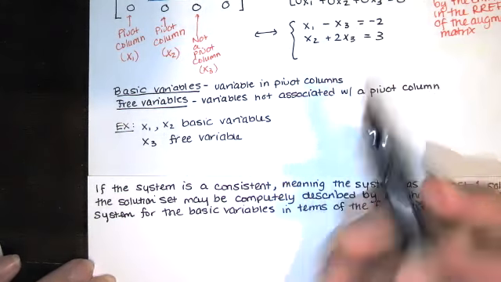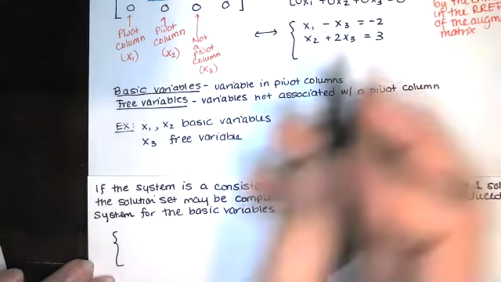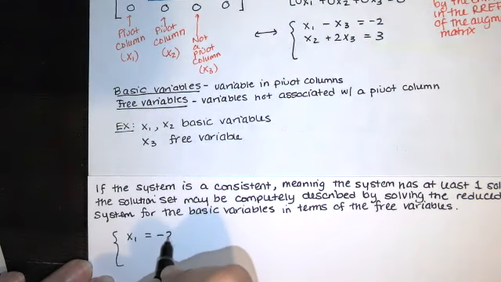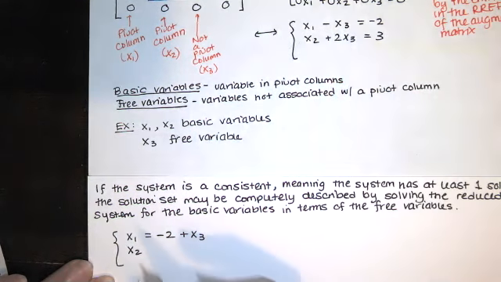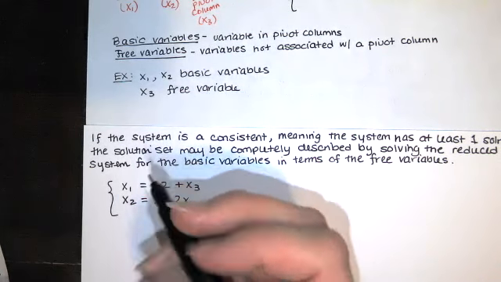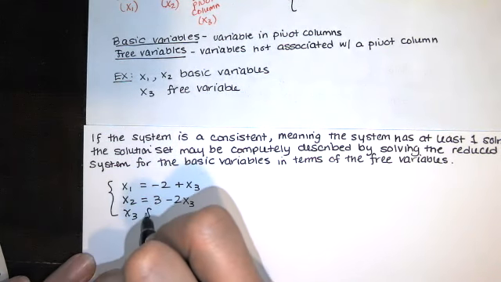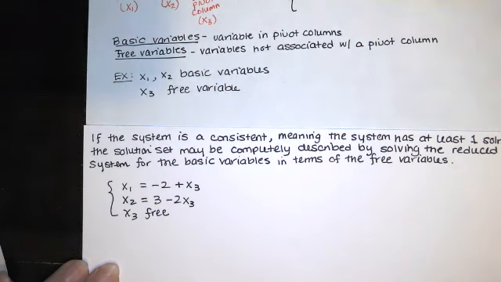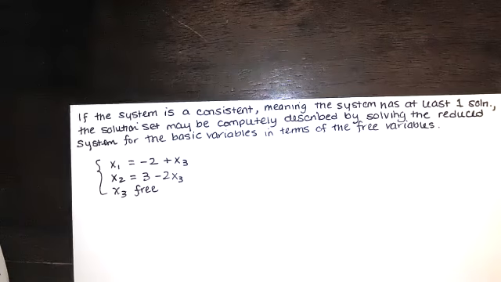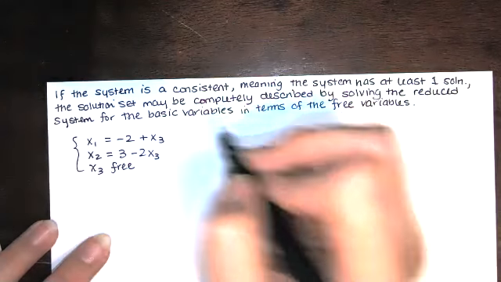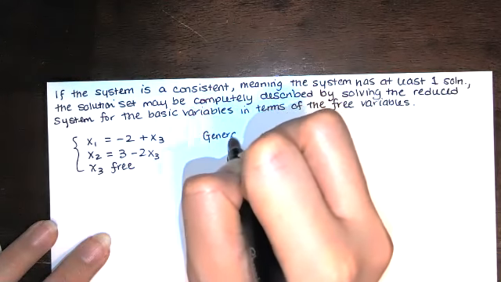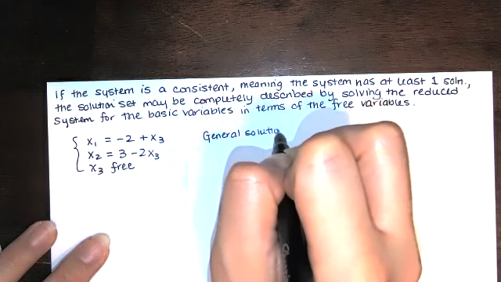So if I add x sub 3 to both sides, in this equation I have x sub 1 is equal to negative 2 plus x sub 3. And if I subtract 2 times x sub 3 from both sides, I have x sub 2 is equal to 3 minus 2 times x sub 3. And then x sub 3 is free to be anything. So we'll just call that free there. This is an explicit description of all solutions of the original system of equations. That's what we call the general solution of the original linear system.